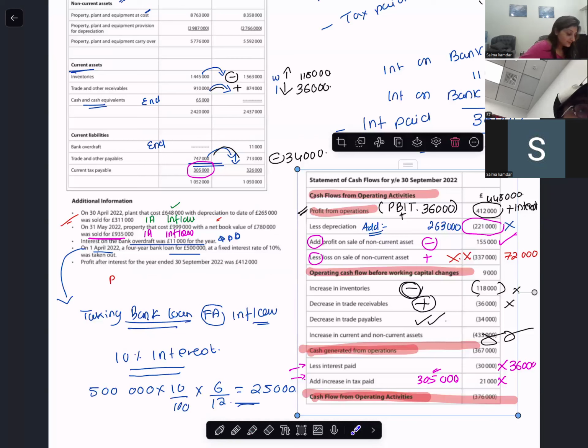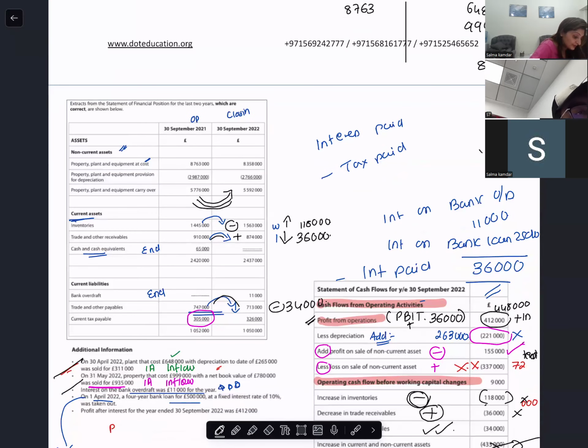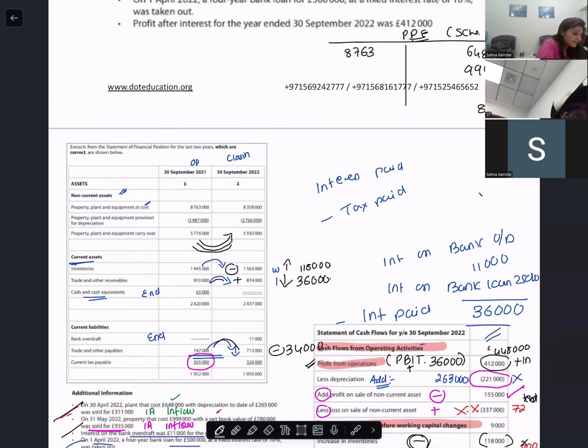The loan for 500,000. What else? There are no shares over here. Can you check the property, plant and equipment schedule? The carrying value of the asset has increased. But they have given me information only of two assets sold. It means one asset was purchased, but information related to it is not given to us.